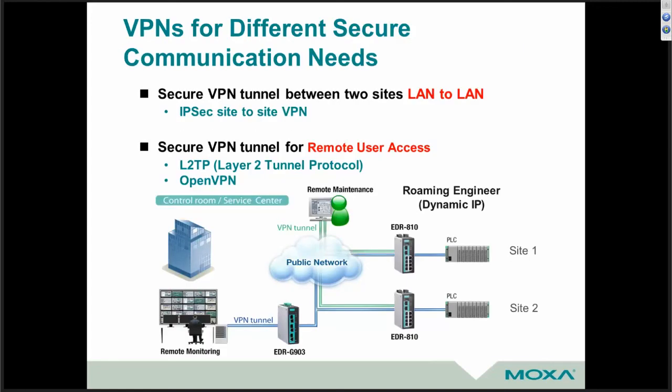So VPNs are used for different communication needs. In automation networks, we see 2 distinct requirements. The ability for 2 sites to have a constant on-network connection, and this is the LAN-to-LAN type of connection, which typically uses IPsec VPN and has the most compatibility with third parties. There's also a need to provide on-demand network connectivity to support periodic connectivity for maintenance or remote access users. And this is typically accomplished using L2TP or OpenVPN, which is another option today.